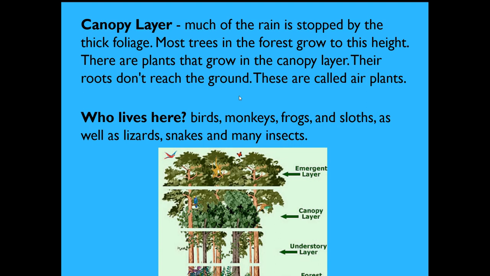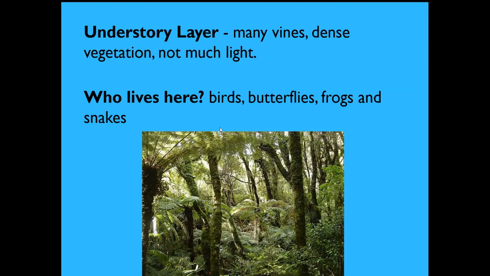There are plants that grow in the canopy layer. Their roots don't reach the ground. These are called air plants. So things such as orchids, they will grow and hang just in between the understory layer and the emergent layer. And here you have monkeys, frogs, sloths, as well as lizards, snakes, and many insects that live in the canopy layer.